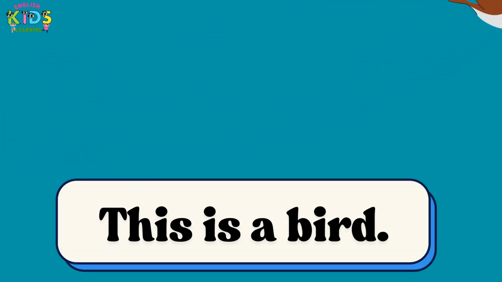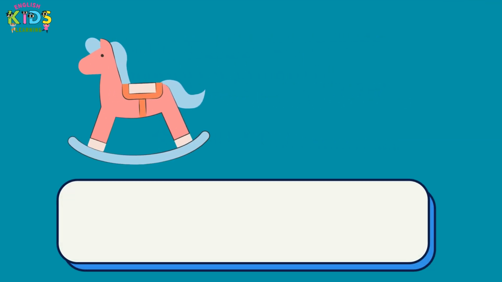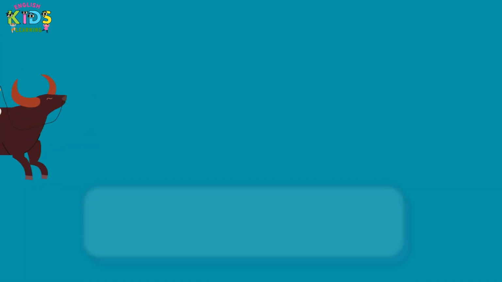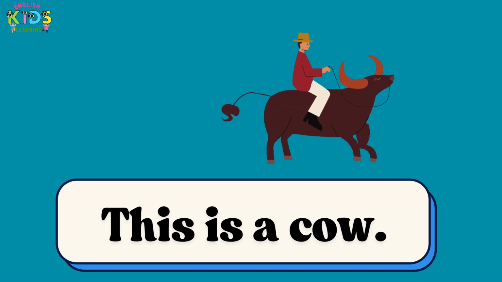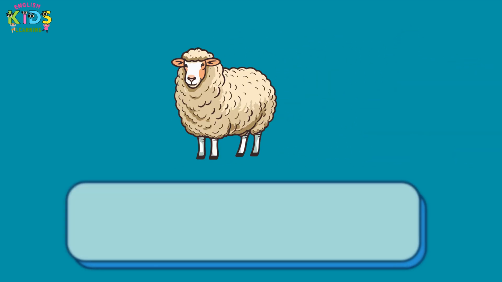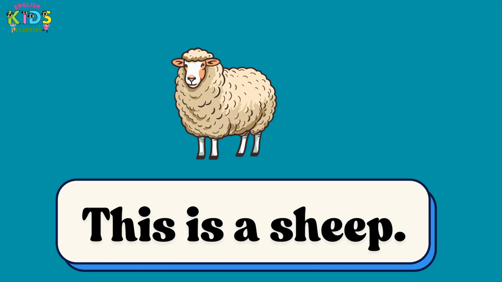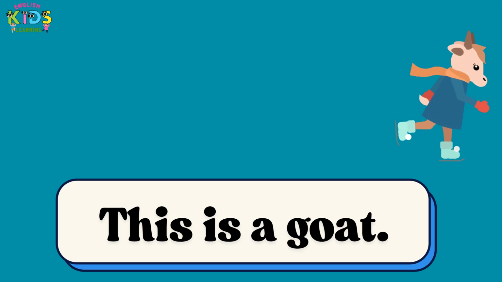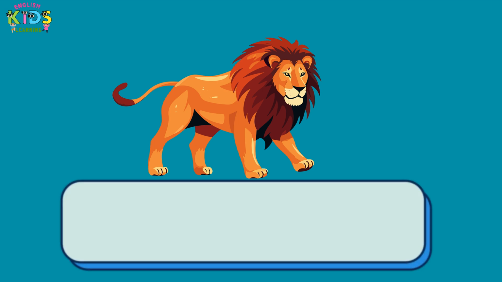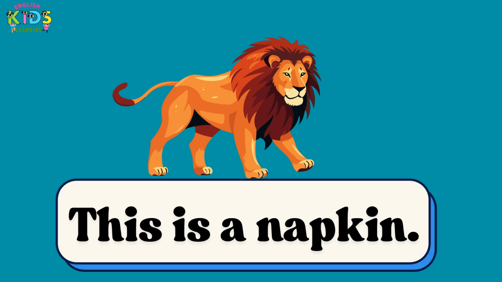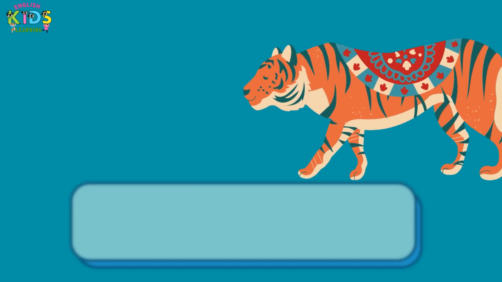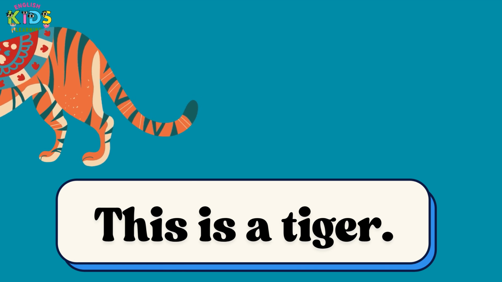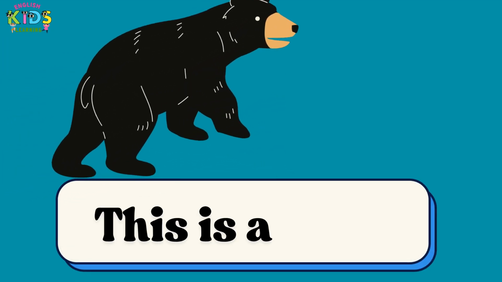This is a horse. This is a cow. This is a sheep. This is a goat. This is a tiger. This is a bear.